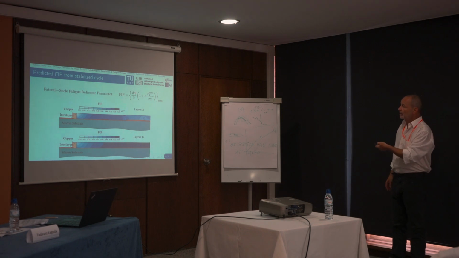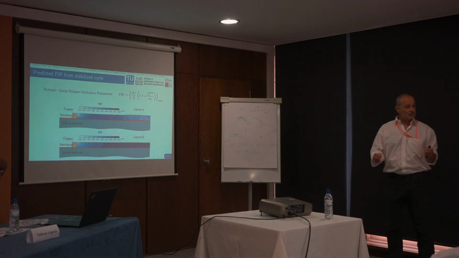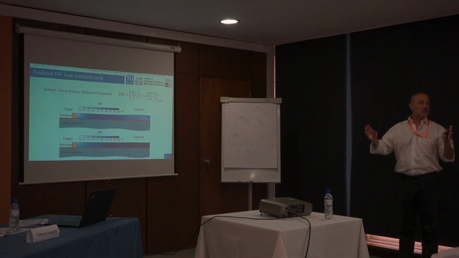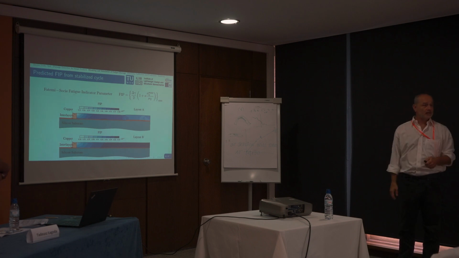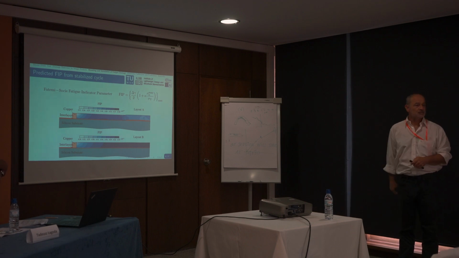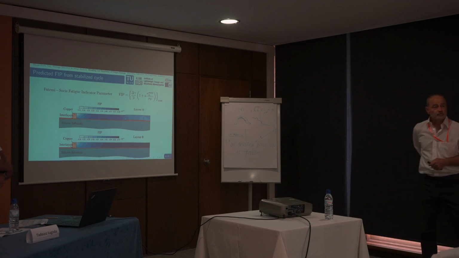Delta gamma is the strain range of the shear strain, and this is combined with a critical plane approach. So we just take plane after plane and we look at what is the maximum shear, what's the shear range in this plane, which is actually not a trivial problem in the 3D case. Okay, thank you very much.